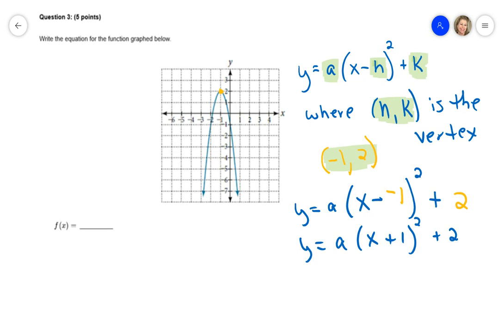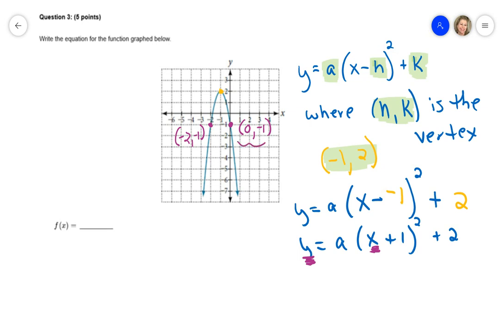But when I look at this graph, I see a couple of other points on it. I see this one right here, it's very clear, and I also see this one right here. I can tell what the coordinates are of those. So pick one. The one over here on the left is -2, -1, and the one over here on the right is 0, -1. Pick one of those two points and plug it in for x and y right here, and then all you have to do is solve for a.